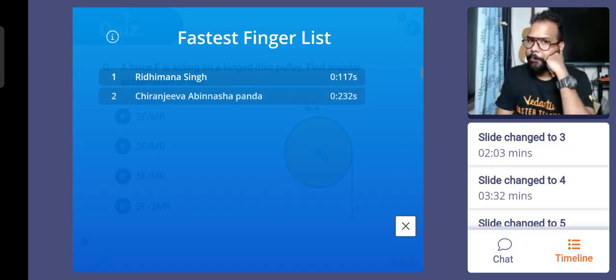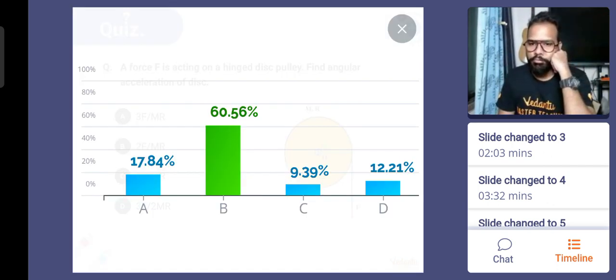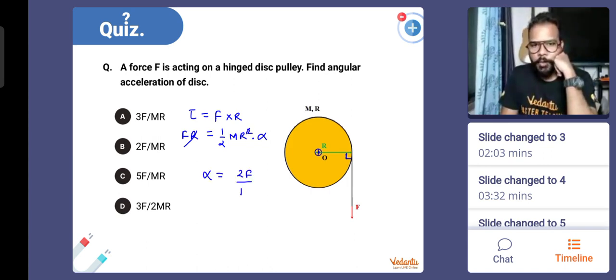Okay, time's up. Moment of inertia is half m r square per disk. After that, nothing else was to be done. So, the torque is going to be F into R, because force is acting at a distance R from the axis of rotation. This will be equal to half m r square into alpha. So F into R is equal to half m r square into alpha. One R gets cancelled. Alpha comes out to be 2F by mr. That's it. Answer is option B.